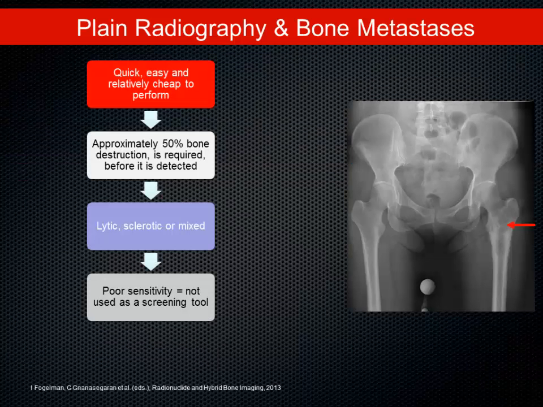Radiological imaging, whatever it is, technology may have progressed to MRI, but we still start with X-ray. It's cheap and easy to perform, but it takes at least 50% bone destruction to become visible. And you can have a combination of lytic, sclerotic, and mixed patterns.